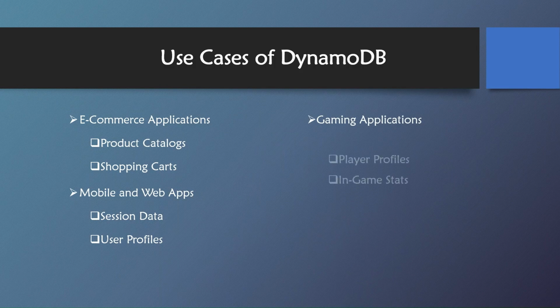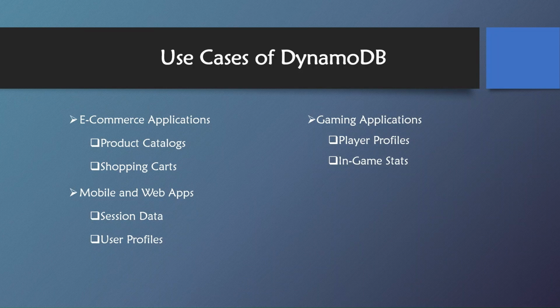So the next use case we have is gaming applications. In gaming applications we have two methods, one is player profiles and the other is in-game states. When it comes to player profiles in gaming applications, DynamoDB helps store and manage player profiles, which include essential data like username, achievements, highest scores, and game progress. It allows for faster retrieval and updating of this data, ensuring that players' in-game experience is seamless and personalized.